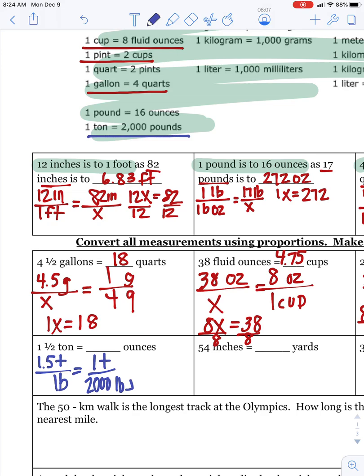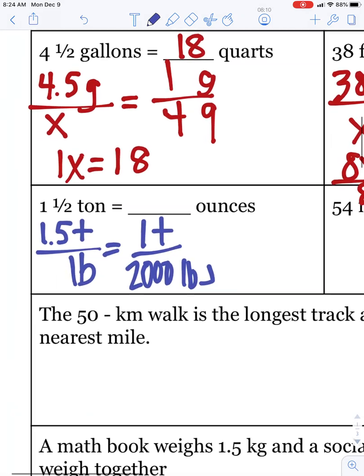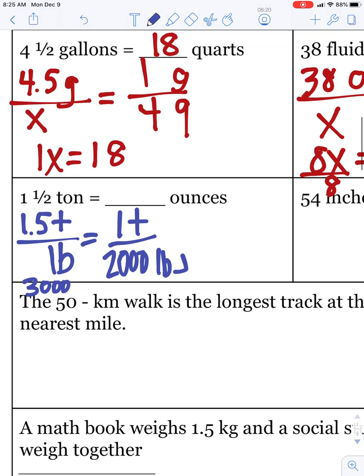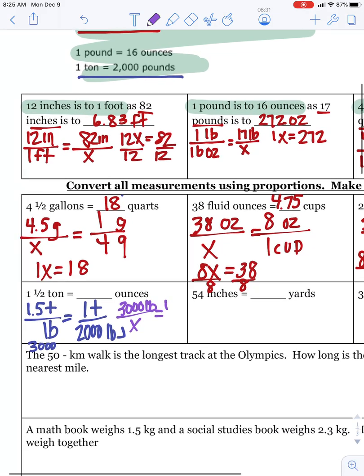So again, if you look at this really quickly, you can see that when I cross multiply, it's just going to give me my answer. 2,000 times 1.5, that's going to give me 3,000 pounds. So I'm going to have to do that second proportion. So 3,000 pounds over X ounces. Go back to the chart, that's 1 pound for 16 ounces. So if I just multiply that by 16, I get 48,000.